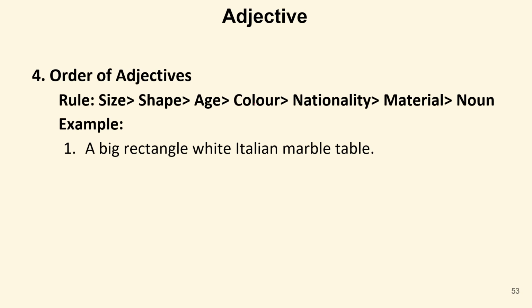Order of adjectives: first we need size, then shape, age, color, nationality, material, then noun. A big rectangle white Italian marble table. In this sentence, big is a size, rectangle is a shape, white is color, Italian is nationality, marble is material. According to the sequence, it should be size, big, rectangle or rectangular, white Italian marble table. So this is in the same sequence. We can learn it like this: SSACNM.